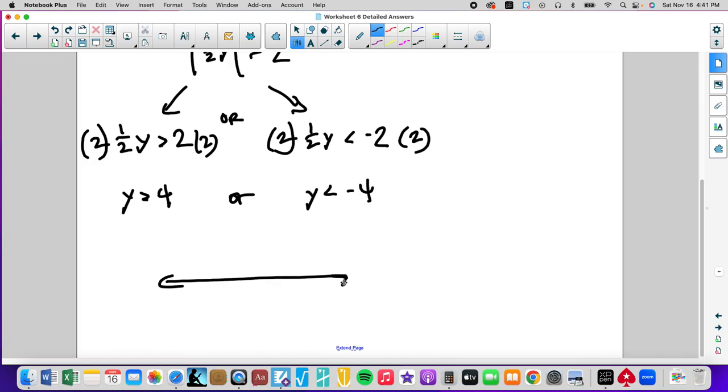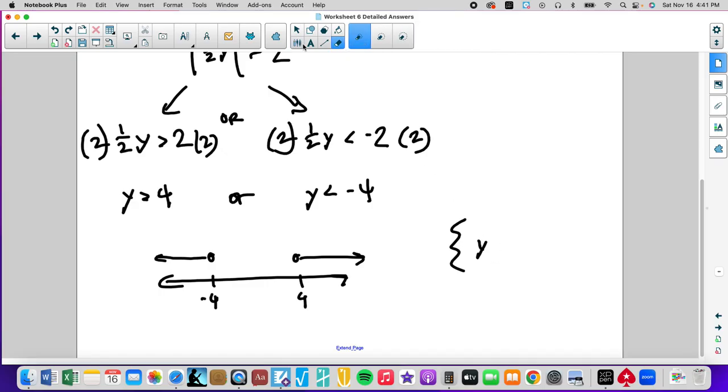On a number line, that looks like negative 4, open circle going to the left, 4, open circle going to the right, or you could have this. You can have y is greater than 4. Probably do the negative side first. y is less than negative 4, or y is greater than 4. That's our solution set.